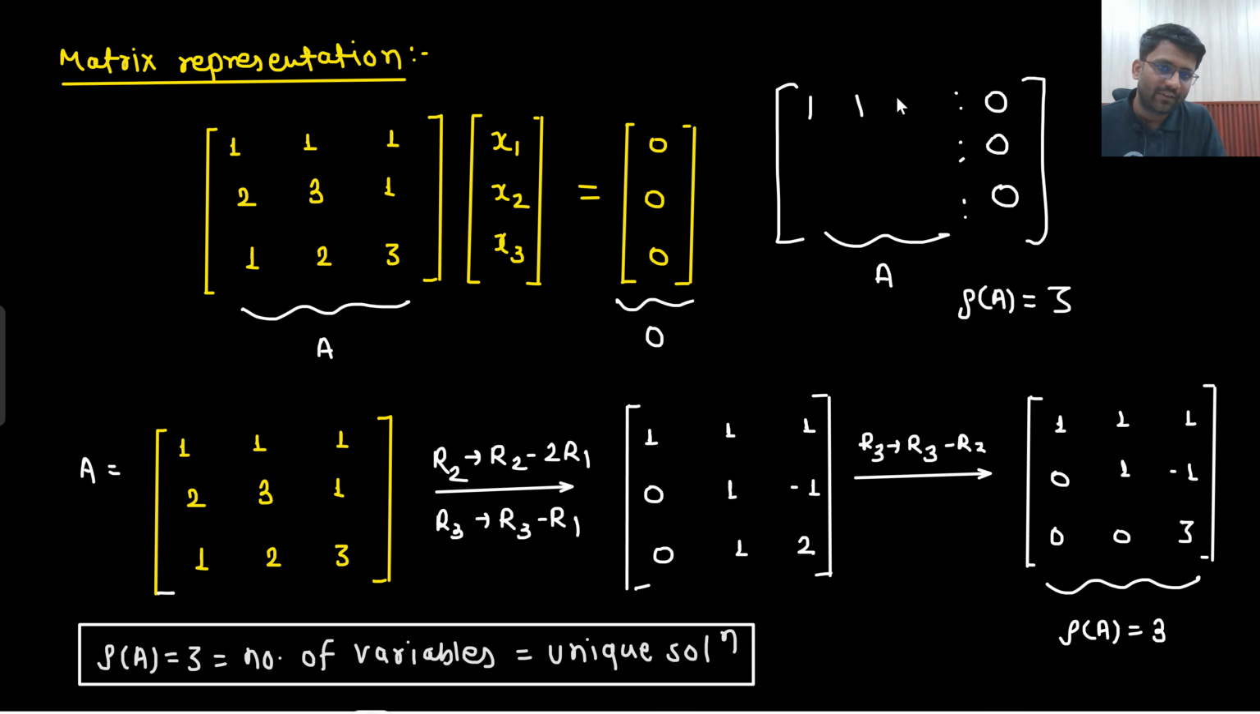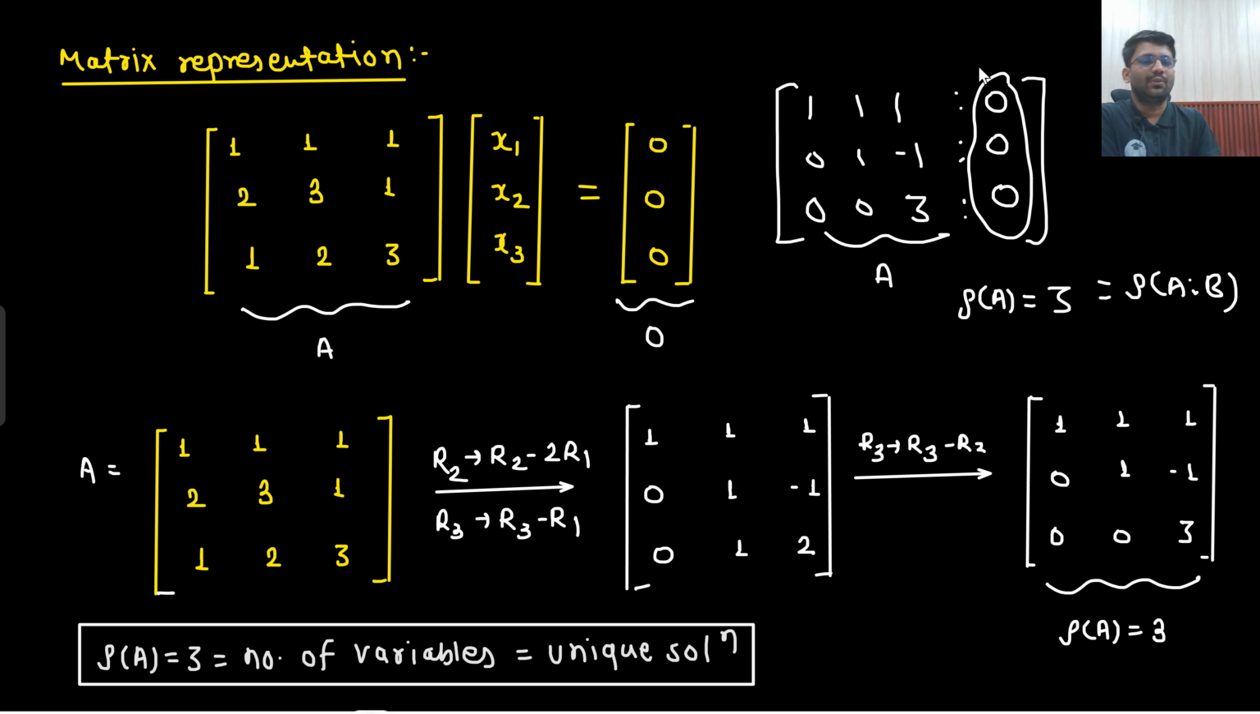That means this is what we are getting: 1, 1, 1, 0, 1, minus 1, 0, 0, 3. What will be the rank of A augmented B? That will be 3. And have we studied this condition that rank of A equals rank of A augmented B equals number of variables? Then what is the solution? Unique solution. This is what we are writing down. That's it. Nothing else. It is the same only. Here it is not necessary to write down this 0, 0, 0.